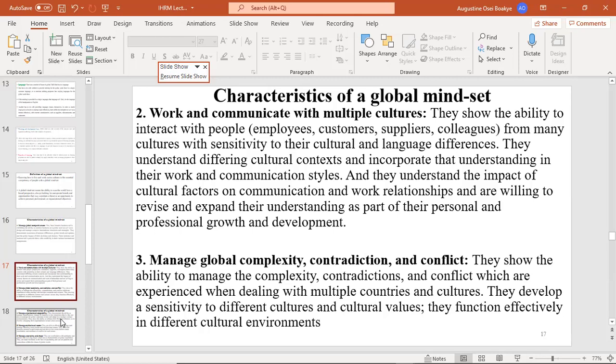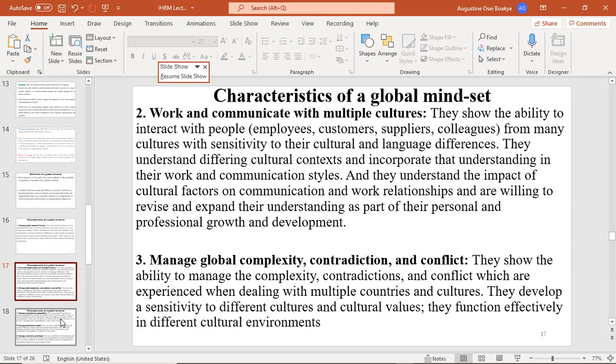They understand the impact of cultural factors on communication and work relationships and are willing to revise and expand their understanding as part of their personal and professional growth and development. So simply put, they are culturally intelligent.